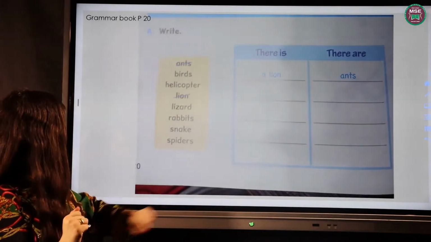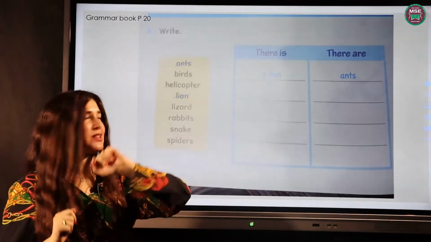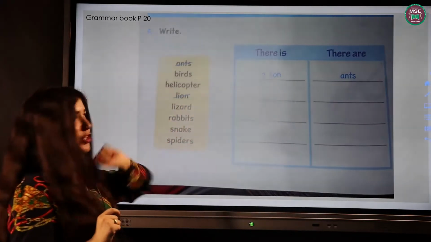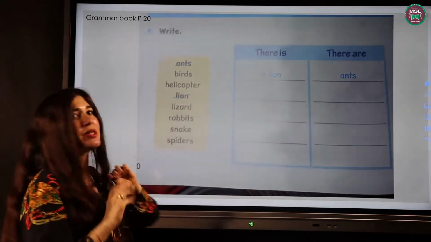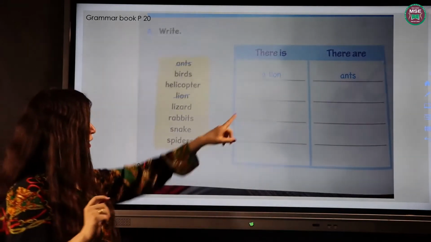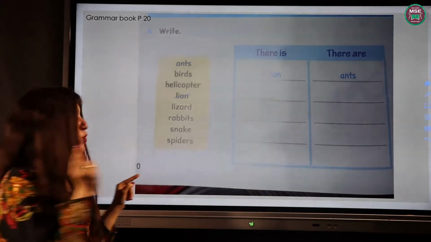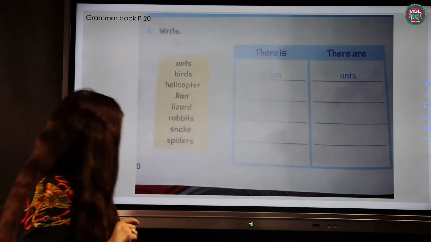So let's do it together. Birds, a lot of birds. So it will be there is or there are. Excellent. There are birds, a lot of birds. Lizard, one lizard. It will be there is. Rabbits, lots of rabbits. It will be there are rabbits. Snake, one snake. So it will be there is. Spiders, so there are spiders.